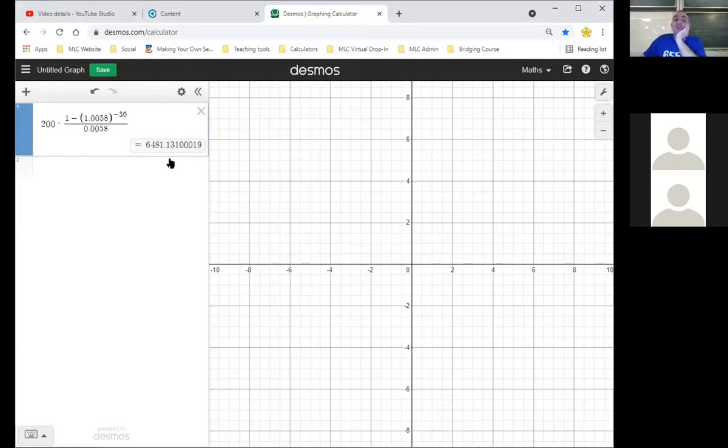Is this what the answer worked out to be for part A? 6,481.13. Awesome. I'll just plug it into the formula. Payments. And then just call it present day. So I just want to check something.